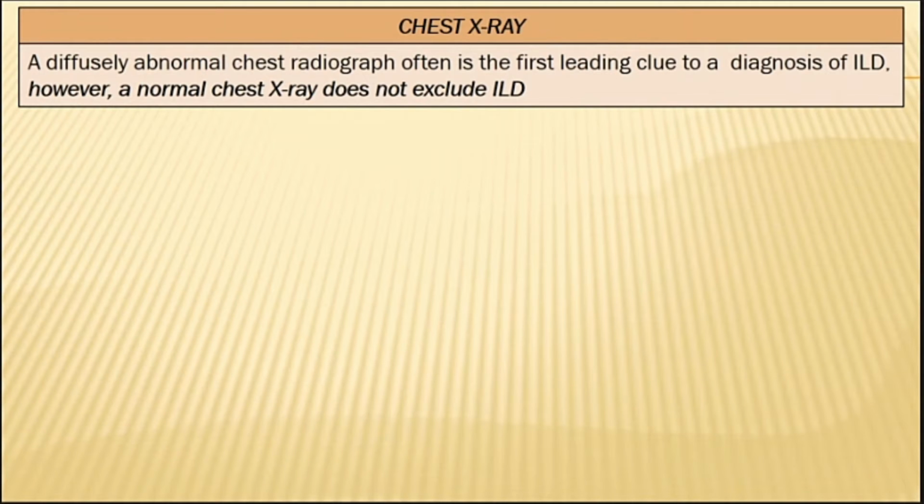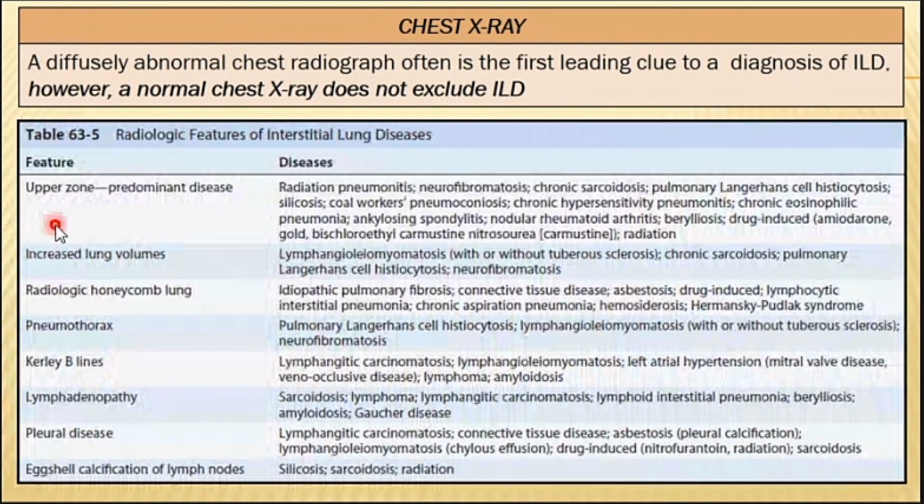So now I have an extensive list of what can be seen on X-ray. Again, upper zone disease, you can think of radiation, sarcoidosis, Langerhans cell histiocytosis, chronic HP, eosinophilic pneumonia, and all that. If there's an increase in lung volumes, then you can think of LAM, PLCH, neurofibromatosis. If there's already honeycombing, then most likely it'll be IPF, but can be other diseases with UIP, such as CTD, drug-induced, radiation, Hermansky-Pudlak, and all that. Pneumothorax, most commonly with PLCH, LAM, and neurofibromatosis.